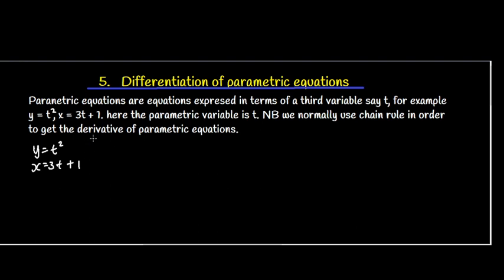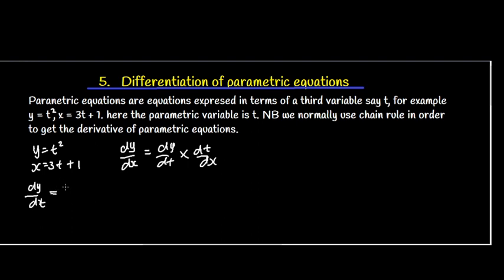Normally, whenever you get such cases, we shall be using the chain rule in order to get the derivative of parametric equations. So which rule would we apply here? For chain rule, we shall have our derivative dy/dx being equal to dy/dt times dt/dx. Let's try to get dy/dt and dt/dx, and then we substitute into this formula.